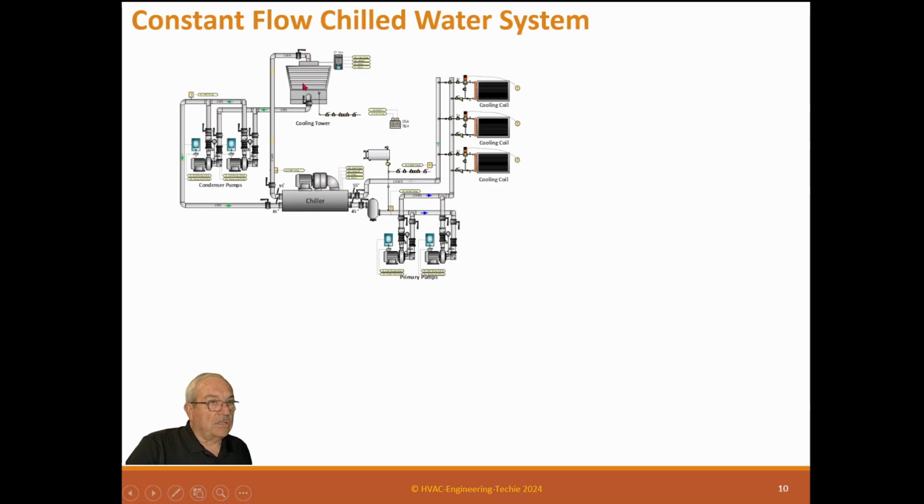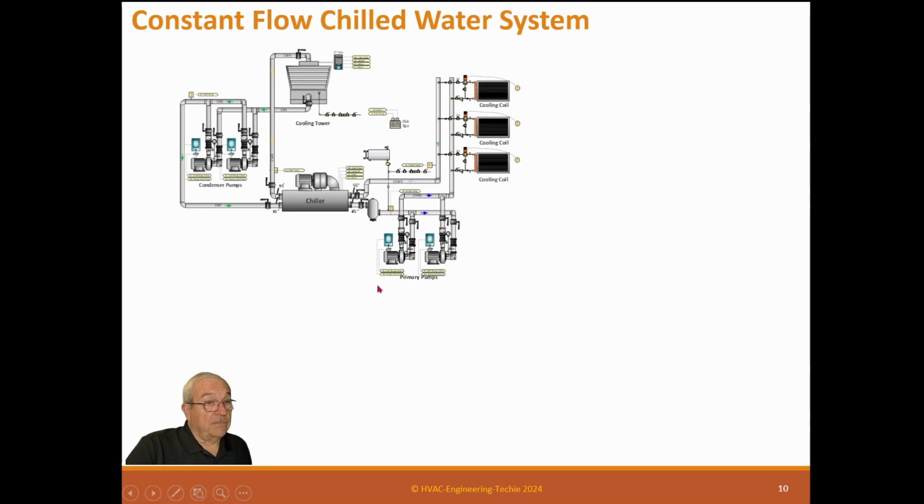It flows across the top of this tower that has fill in it. And now it's an open system, so it was closed, now it's open to atmosphere. As this water wets the fill, and the fan comes on, it's pulling air through that fill, and it evaporates the water, and that makes the cooling effect. So that's how the cooling towers work. This is the constant flow side of the system.